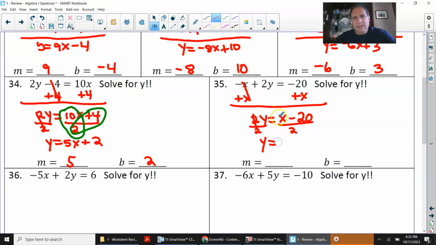Y equals, there's a 1 in front of this x. So that's a fraction of 1/2. All right, and then this is -20 divided by 2 is -10. So the slope is a half and the y-intercept is -10.